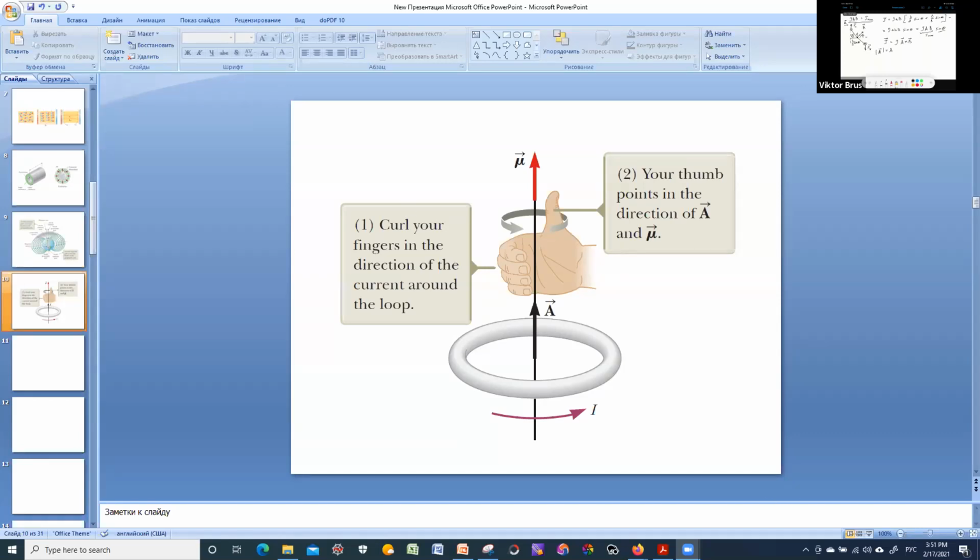Okay. There is another vector, mu. We will just discuss this right now and introduce it also. Both vector mu and vector A have the same direction, and their directions are defined with the same approach.